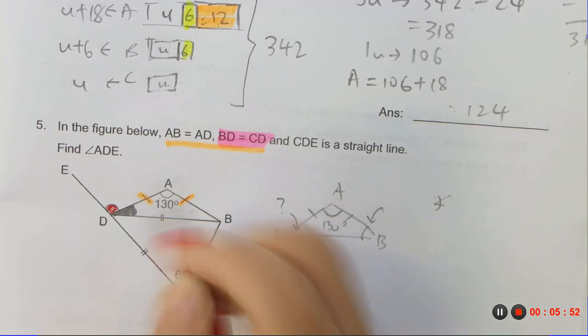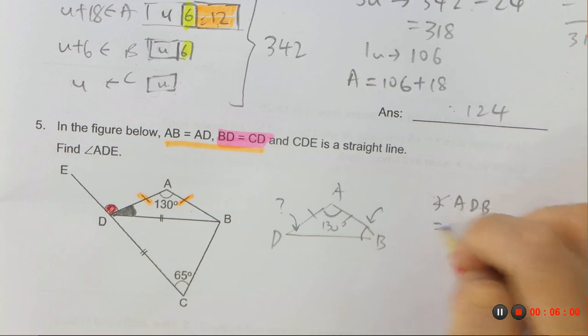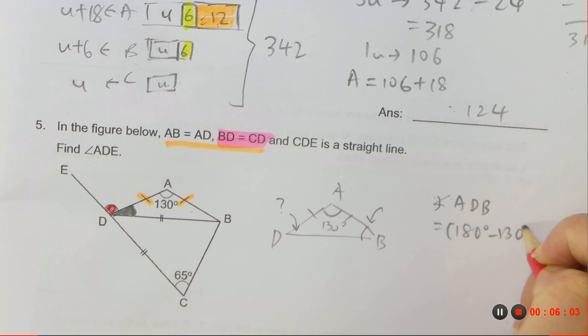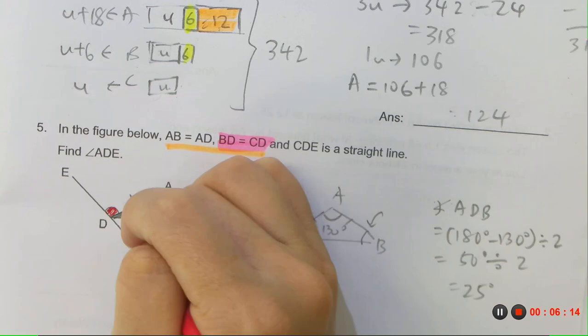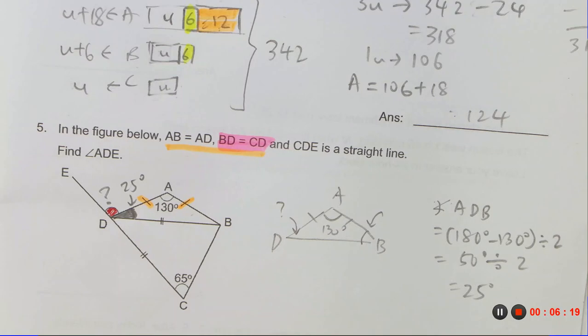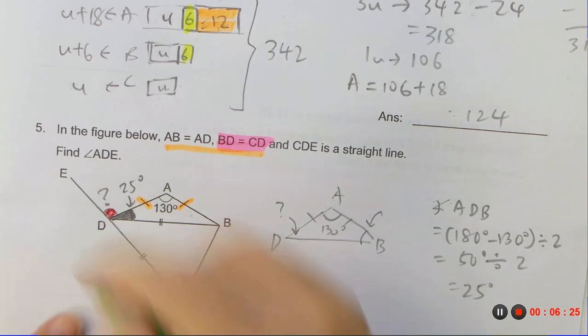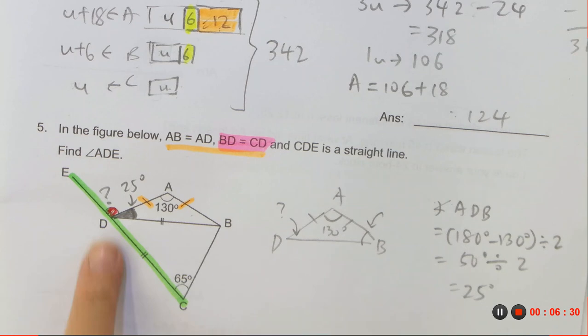So I will take this corner, which is angle ADB. That's 180 degrees minus 130 degrees divided by 2. So 50 divided by 2, 25 degrees. So here I have 25 degree. Then what property can I identify? I have another isosceles triangle here. Basically, I'm going to work backwards to find the red mark, the red angle.